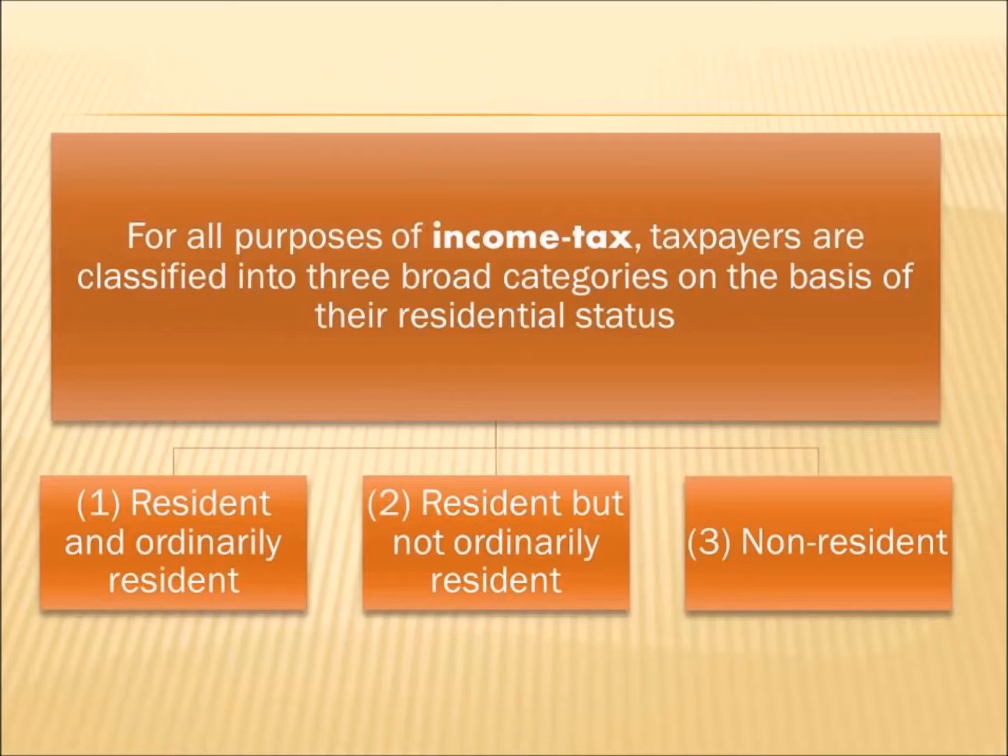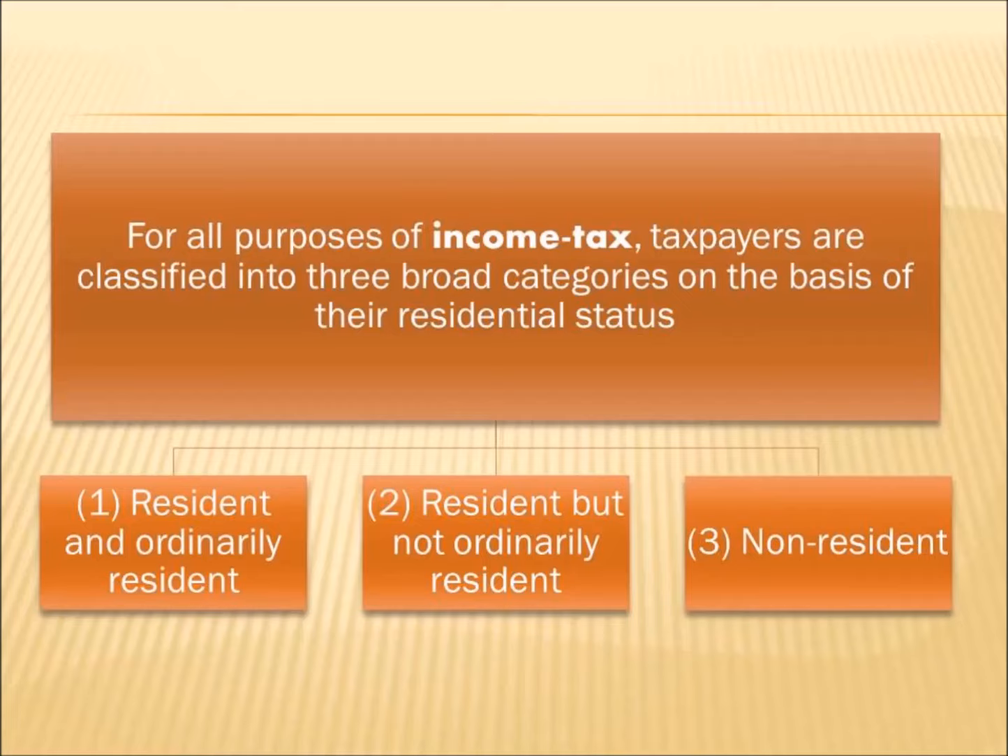For all purposes of income tax, taxpayers are classified into three broad categories on the basis of their residential status. So there are three categories of residential status under which the various assessees are classified. And after this classification, their calculation of income tax is started. So this is the first step we have to follow before we start with the calculation of the income tax payable by various assessees, that is, to determine their residential status.